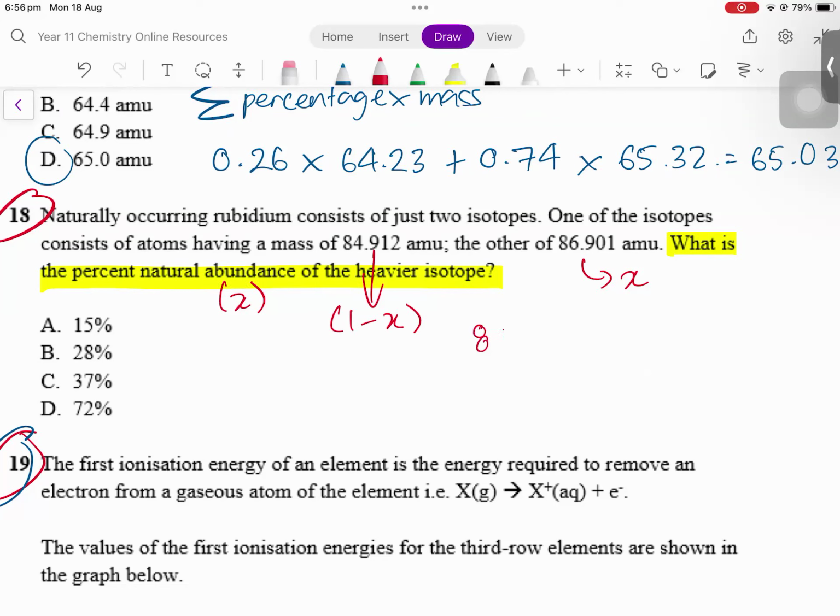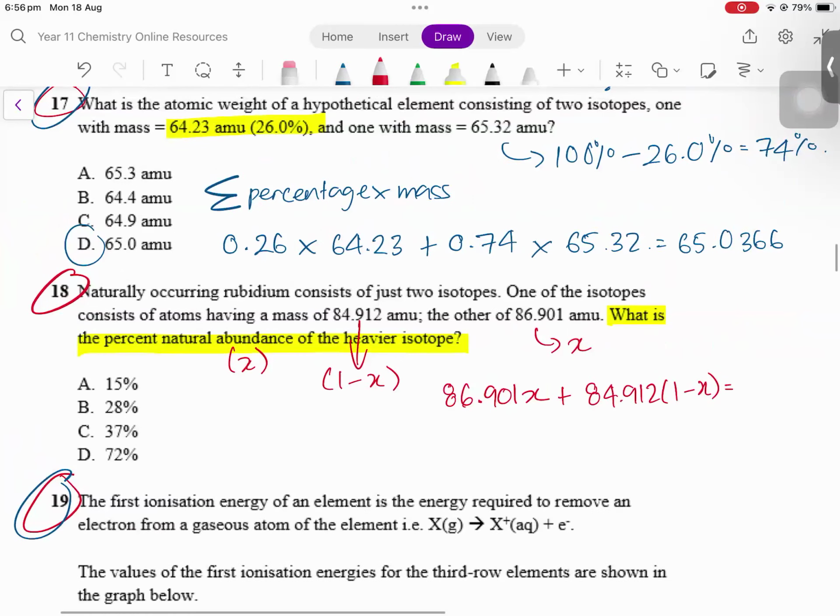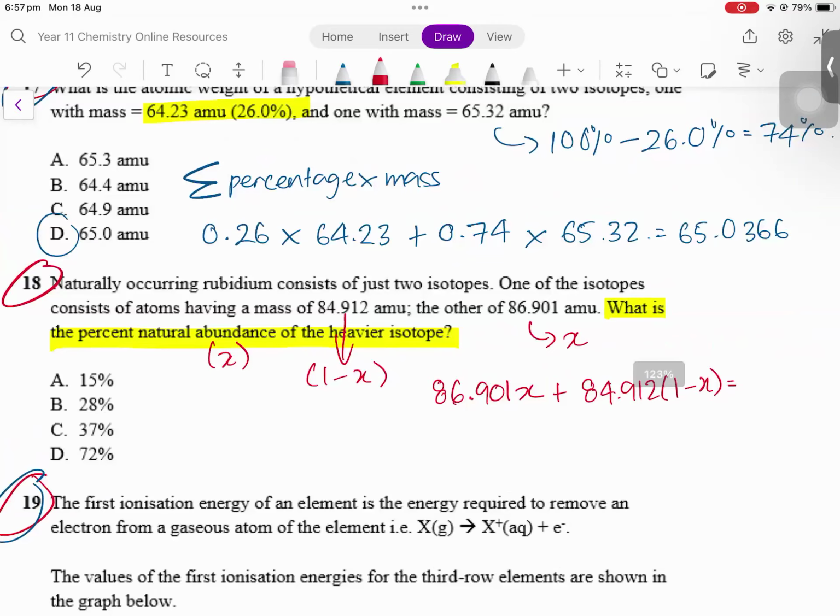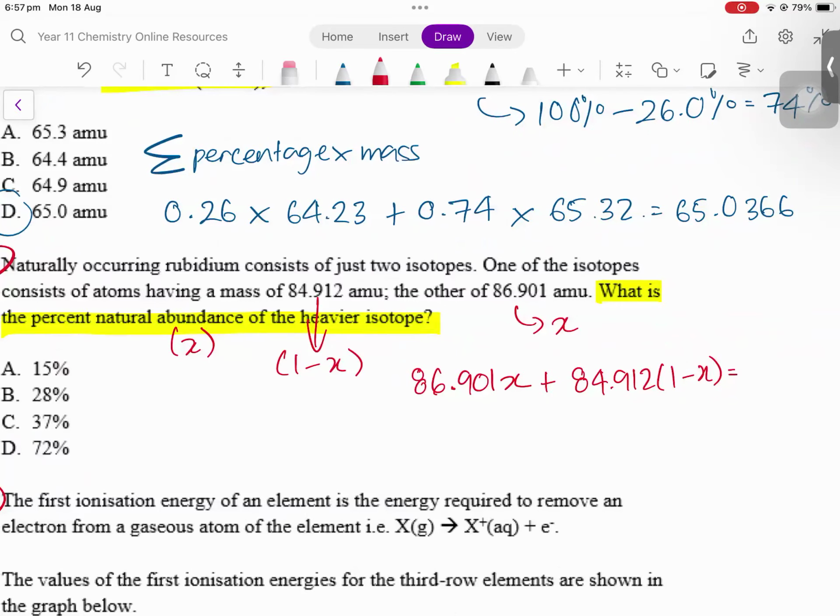So 86.901 for the heavier isotope multiplied by X plus your lighter isotope 84.912 multiplied by 1 minus X. And guys, they haven't given you the mass of the actual element. Okay? That's fine though, because where do you normally go looking for the mass of an element?